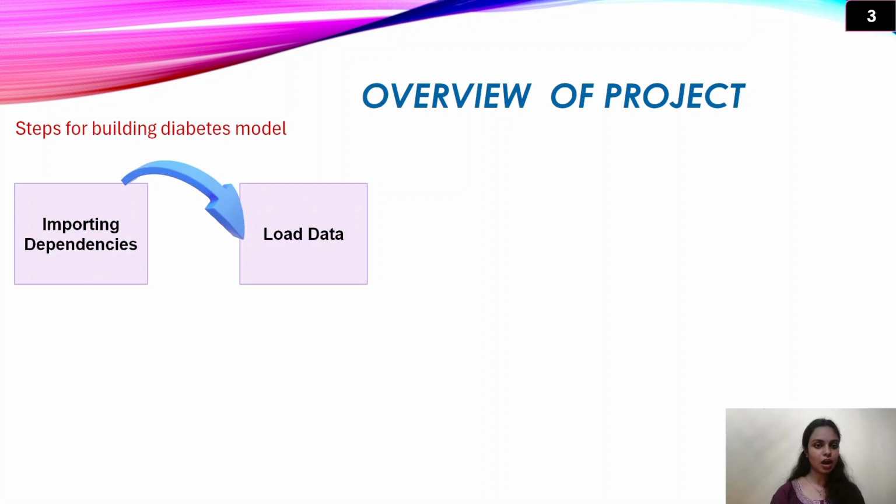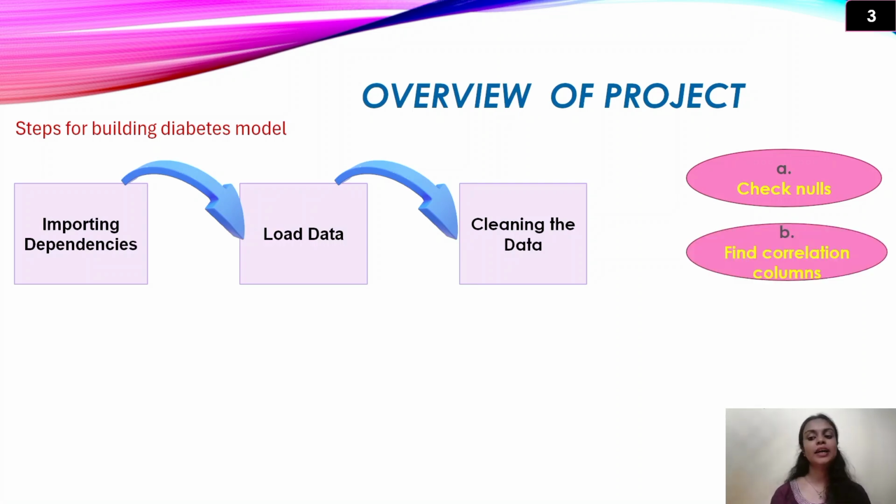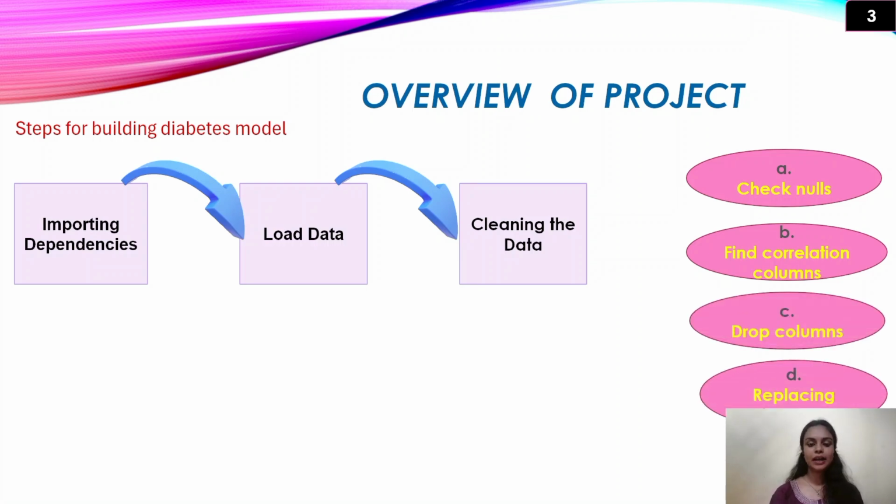Next we have to load the data. After importing, load the data. Next, clean the data. In cleaning data, the very first step is to check for nulls. If nulls are present, then either use the fillna function or dropna. After checking nulls, find correlated columns. Then drop those columns and lastly replace the strings with zeros and ones, since machine learning is purely based on mathematical operations.